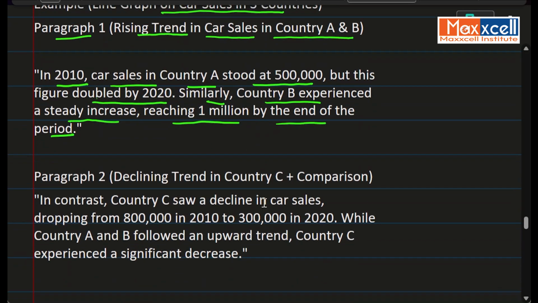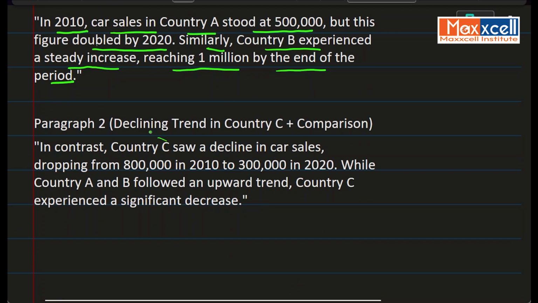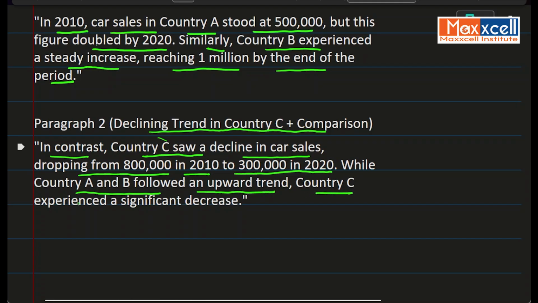And then in body paragraph 2, you are telling about the declining trend in country C plus comparison. So in contrast, this is how you start your paragraph: country C saw a decline in car sales, dropping from 800,000 in 2010 to 300,000 in 2020. While country A and B followed an upward trend, country C experienced a significant decrease. So in the first paragraph, you are just describing one trend.